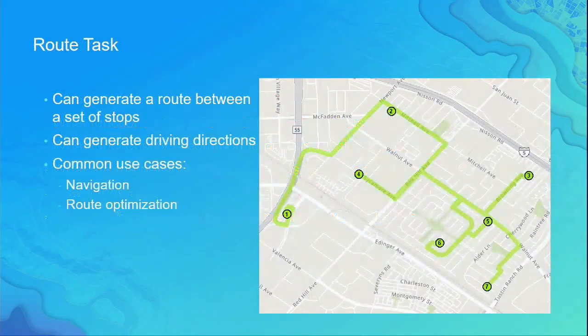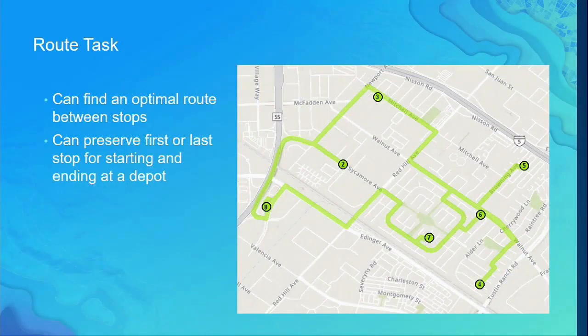So to start off, there's the route task. This has been around for a very long time. It's been present for the 100 and the 10 releases of the Runtime SDKs as both an online and a local route task. It does, for the most part, a lot of what you think it would do. You can generate a route between a set of stops, two or more stops. You can generate driving directions, and the most common use cases are navigation, route optimization, basically figuring out how you want to get between a collection of points.